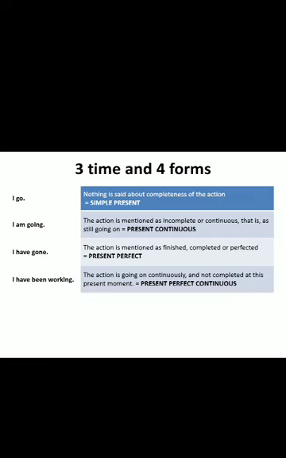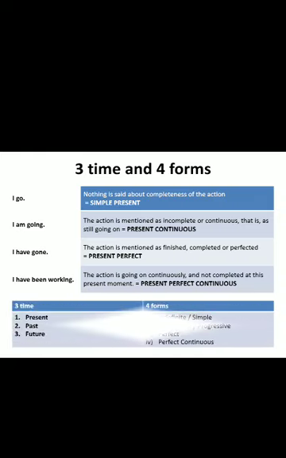And lastly, perfect continuous, in which the action is shown to be continuing from a time over a long period of time and still being continued. So we have 12 forms of tenses, 3 times 4 forms, so 12 forms of tenses. There are 12 forms of tenses in active voice, but in passive voice we have only 8.